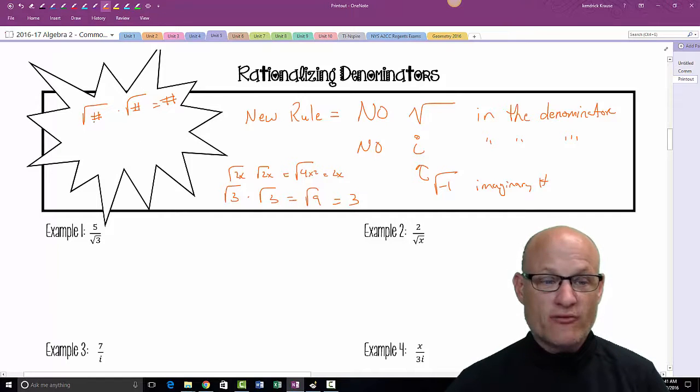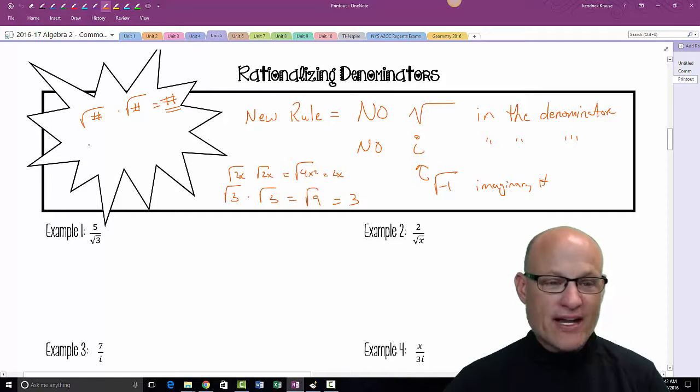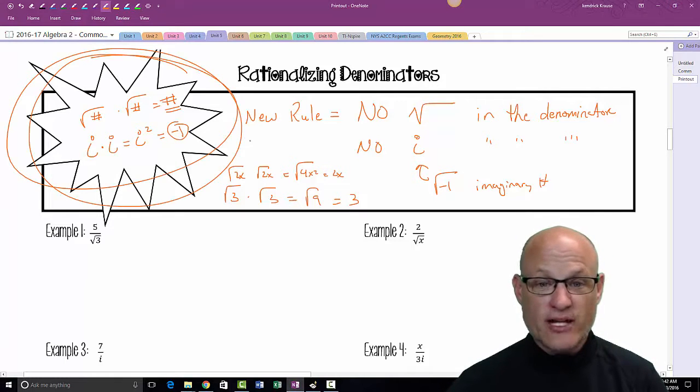But any radical of some number times any radical of that exact same thing equals that number. Because what you're doing is you're really squaring it. And don't forget, i times i is really i squared, and don't forget that's equal to -1. So here are two simple facts for you that you're going to have to remember.